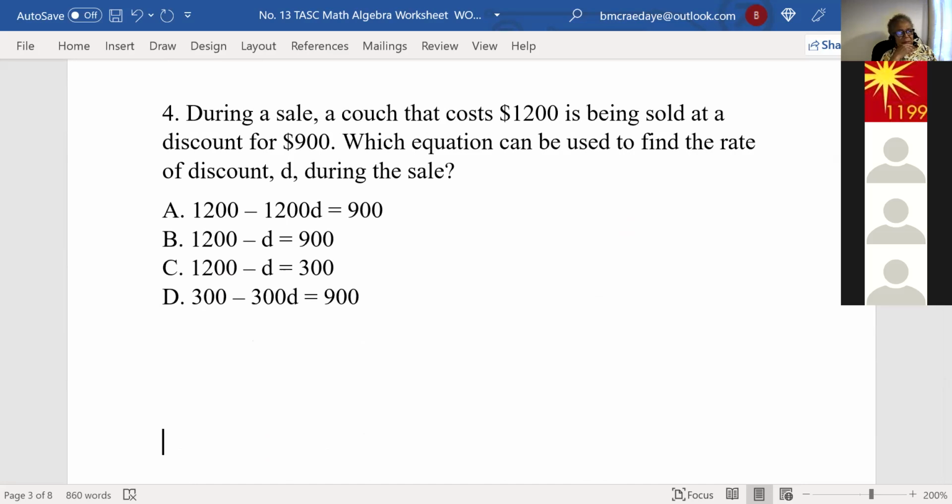If you buy something at a discount, and you know what it costs before the discount and what it costs after the discount, how would you set up to find the rate? Think about something that costs you a certain amount. You got it at a discount for a certain amount. How could you calculate the rate of your discount?